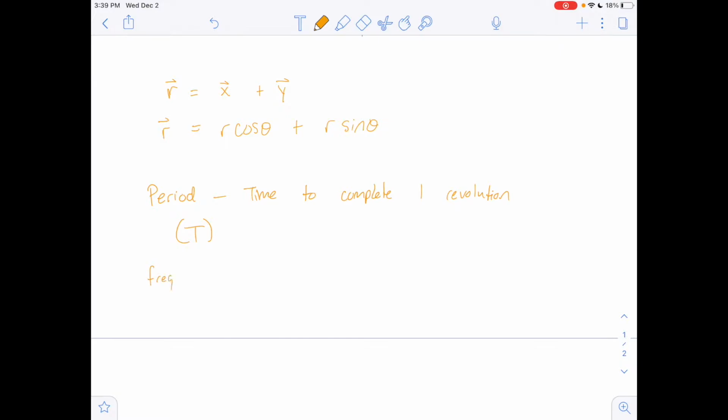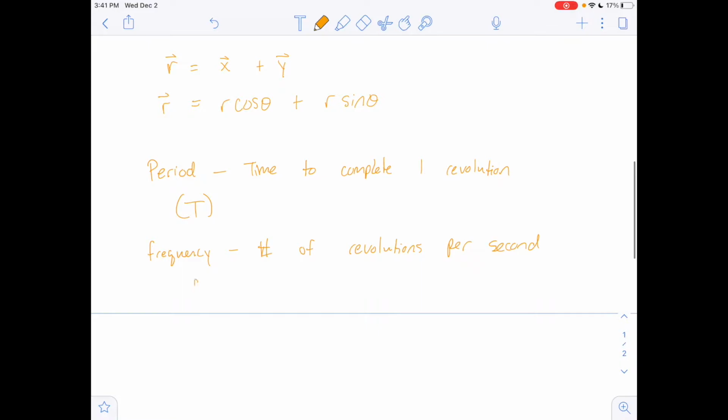Frequency is the number of revolutions per second. So it's the number of times that the object will rotate around that circle per second. You've probably seen this quantity measured in your car, for example, because your car has a tachometer which measures the revolutions per minute. And we use a lowercase f to represent frequency.